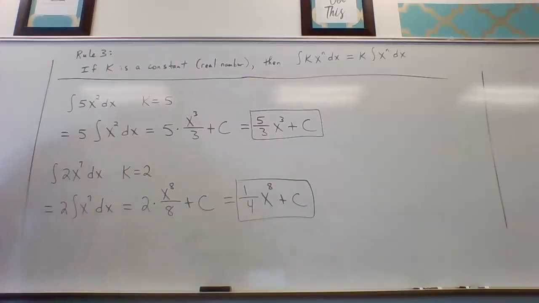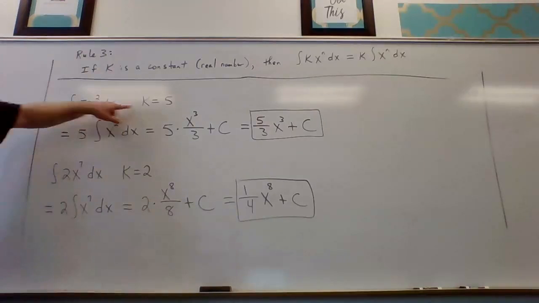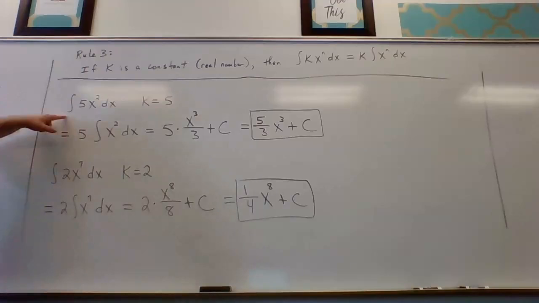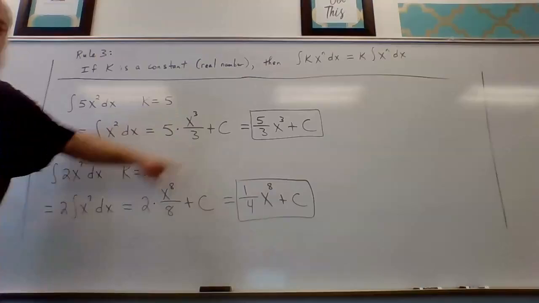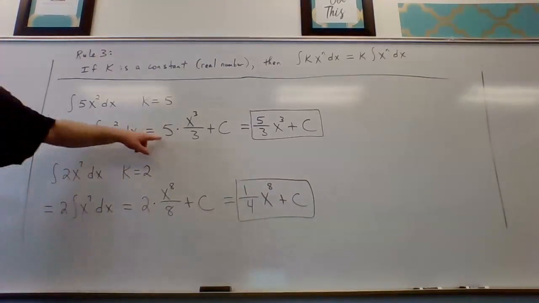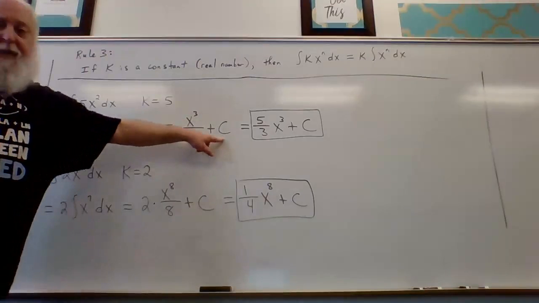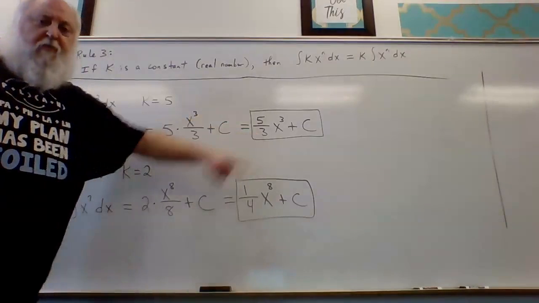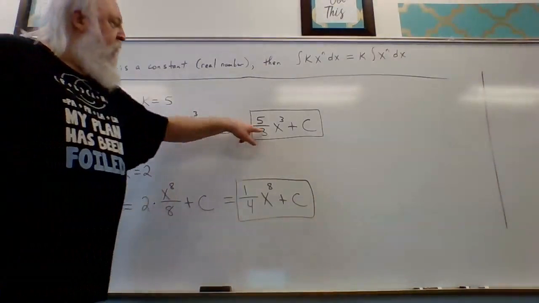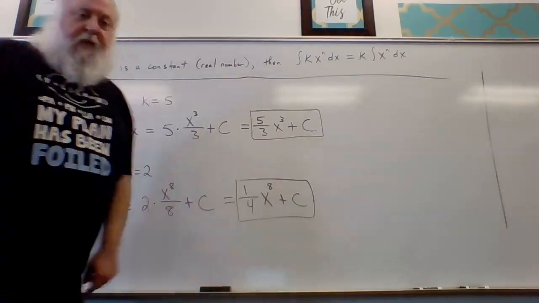So in example 1, we have the antiderivative of 5 times x squared with respect to x. So k is equal to 5 in this case. And so in finding the antiderivative of 5x squared, we can bring the 5 out in front of the integral sign. We have 5 times the antiderivative of x squared with respect to x. Well, the antiderivative of x squared is x cubed over 3. And so this is equal to 5 times x cubed over 3, and then we add our arbitrary constant c. And 5 divided by 3 is the same as 5/3. And so this simplifies to 5/3 times x cubed plus c.